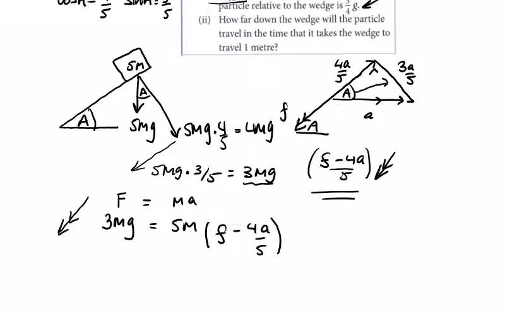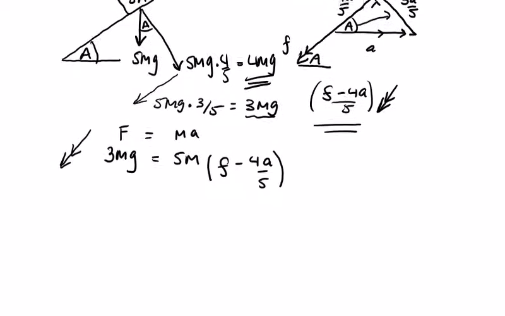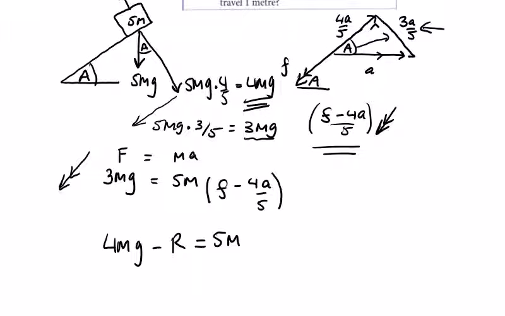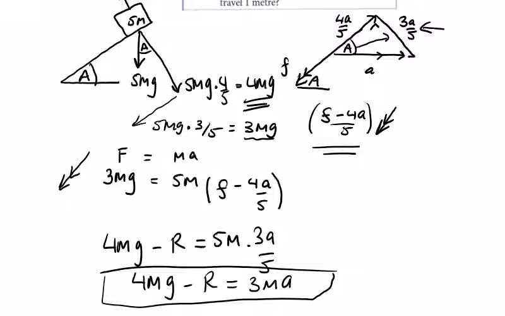Perpendicular, we have my R, so the wedge is going down, so I'm going to have my 4mg, this guy, 4mg minus R is equal to m, which is 5m, times A, which was this 3A over 5. So 4mg minus R is equal to 3mA. So I have two equations here and here.